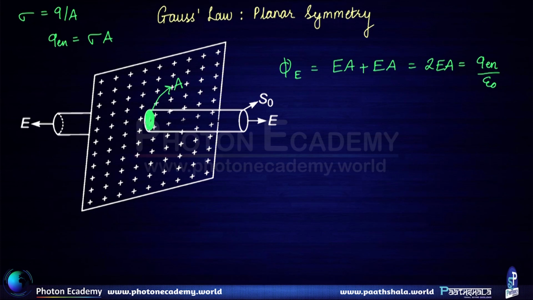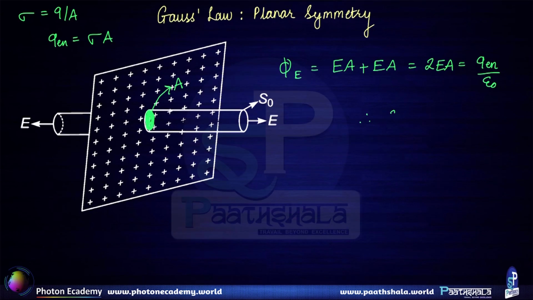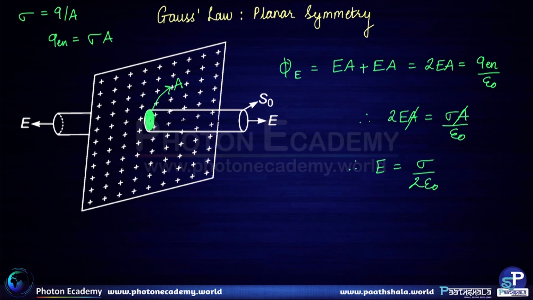Q enclosed we know is sigma times A, sigma being the planar charge density. Therefore, we can write down 2 times EA is equal to sigma times A divided by epsilon naught. We cancel out the areas, and hence we get the electric field to be equal to sigma upon 2 epsilon naught. And this is the answer for the electric field for a uniformly charged infinite plane sheet.